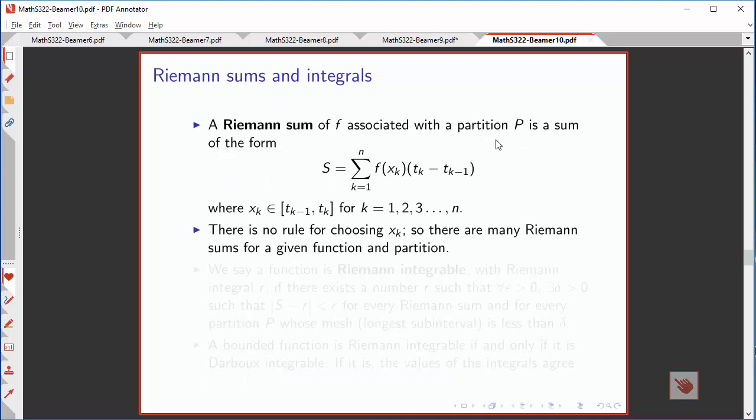What about Riemann integrals? Well, a Riemann integral is very similar to a Darboux integral. Again, we use a partition, except for the Riemann integral, instead of choosing the supremum or the infimum, we choose some arbitrary point in the subinterval.